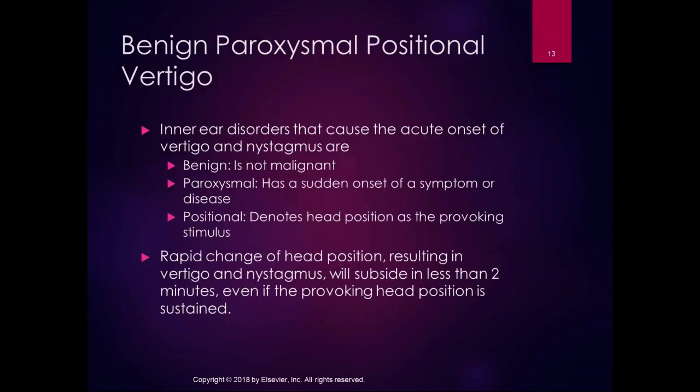BPPV, or benign paroxysmal positional vertigo, is an inner ear disorder that causes acute onset of vertigo and nystagmus. So we'll break down the name of it. Benign means it's not malignant. Paroxysmal means sudden onset. Positional means it's caused by changes in head position. So head position changes are the provoking stimulus. With BPPV, a rapid change of head position results in vertigo and nystagmus, and it subsides in less than 2 minutes, even if you hold the provoking head position.